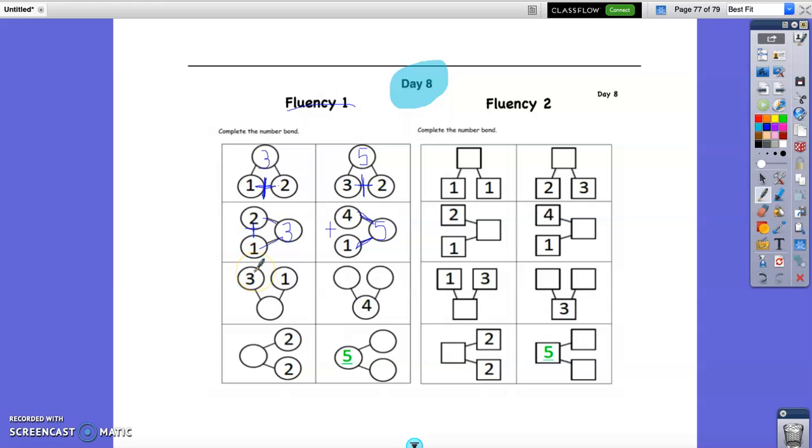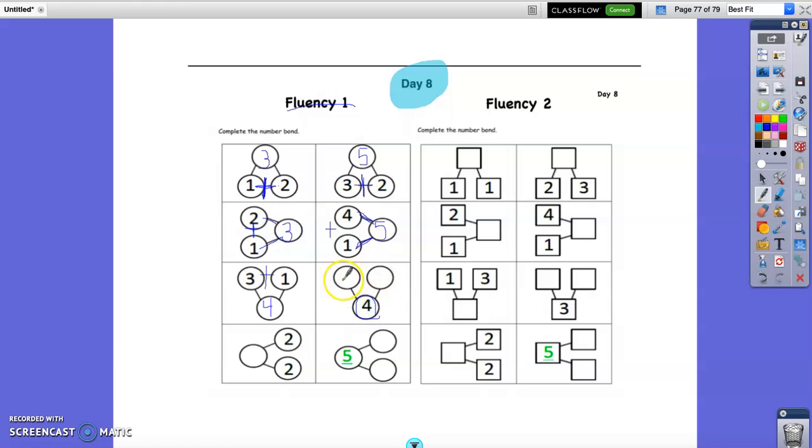Okay. You have 3 and 1. You know the two parts, so you're adding. What is 3 plus 1 more? 4. Very good.